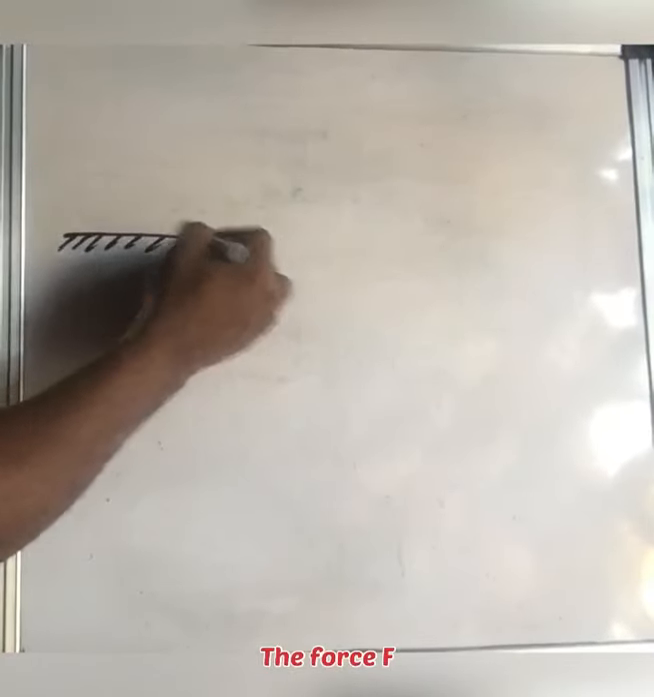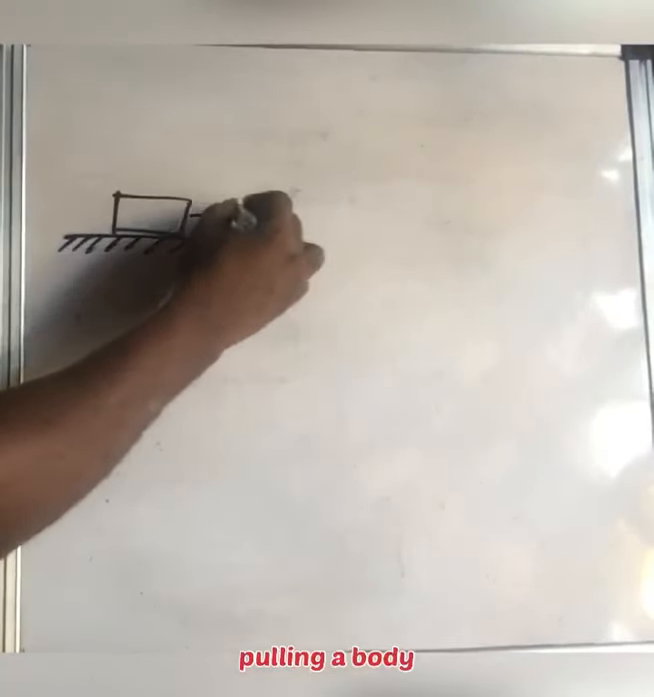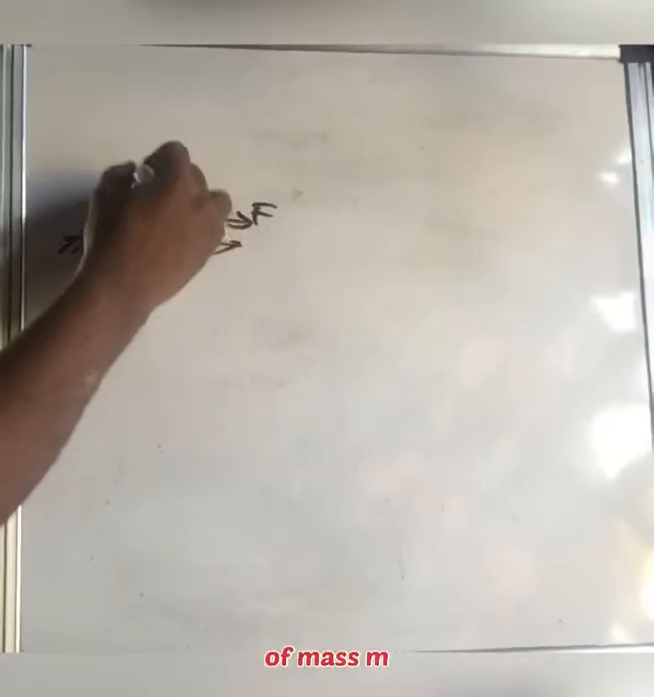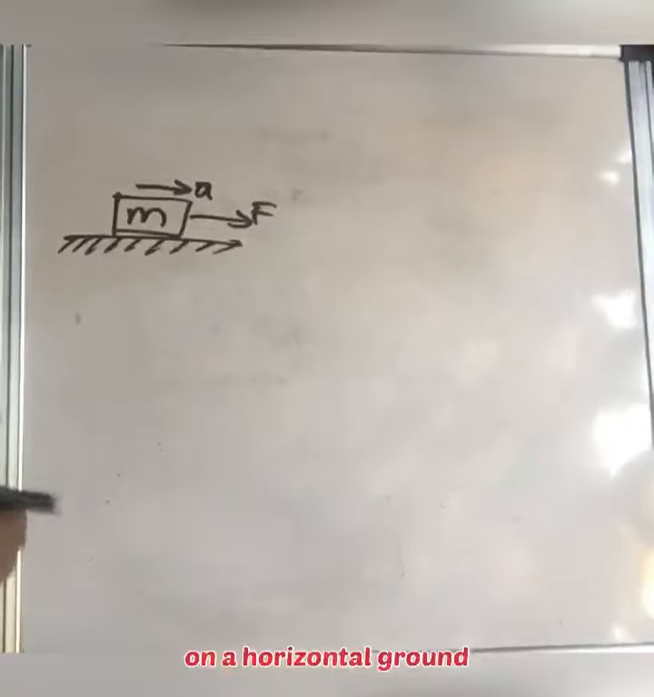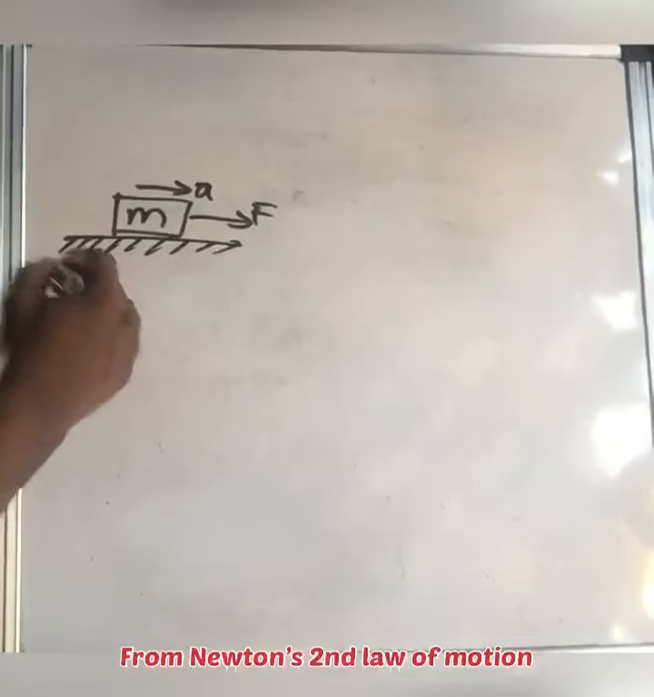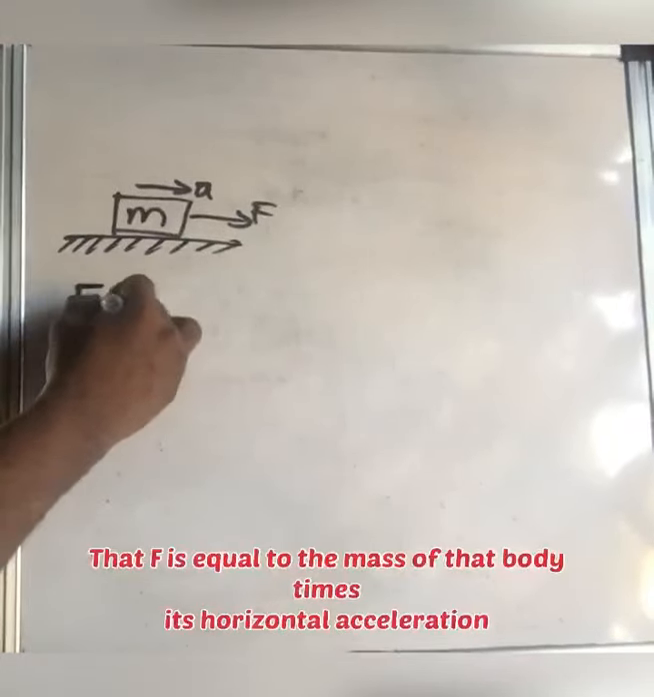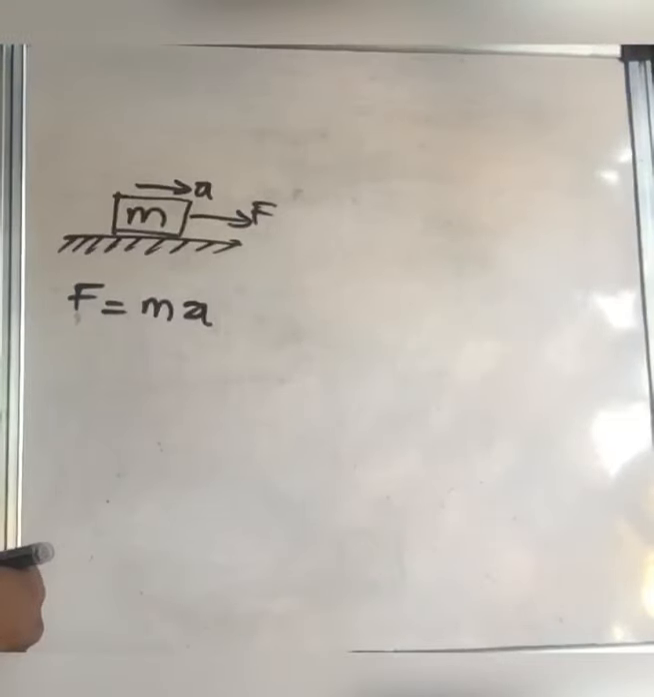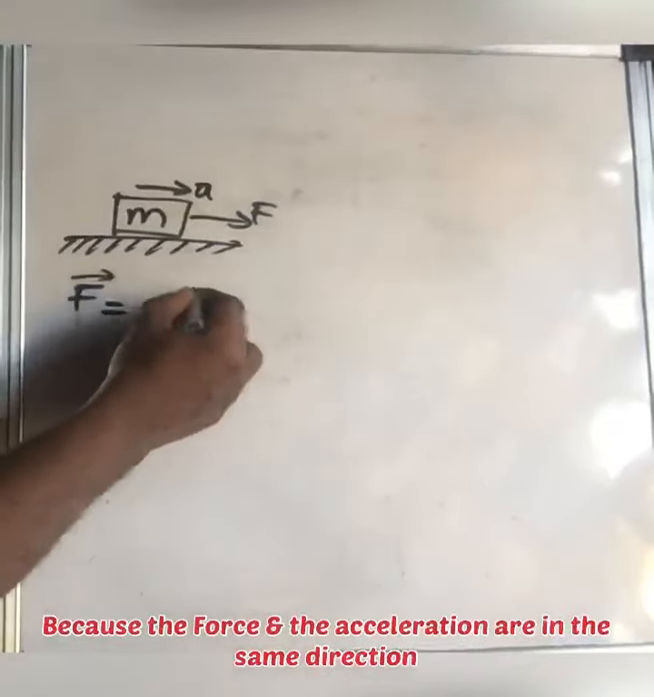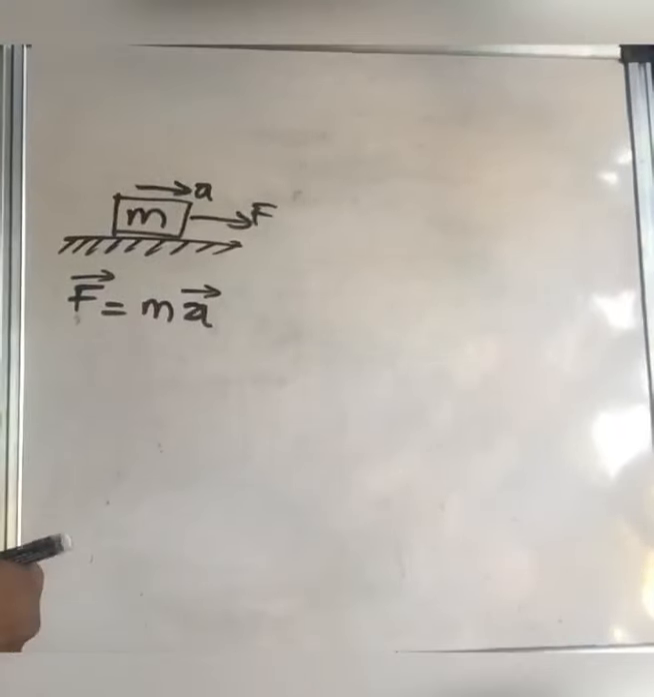The force F pulling a body of mass m horizontally at acceleration a on a horizontal ground. From Newton's second law of motion, F is equal to the mass of that body times its horizontal acceleration, because the force and the acceleration are in the same direction, horizontal.